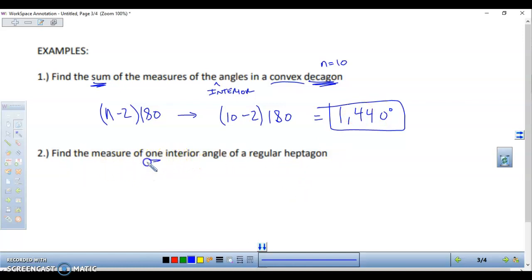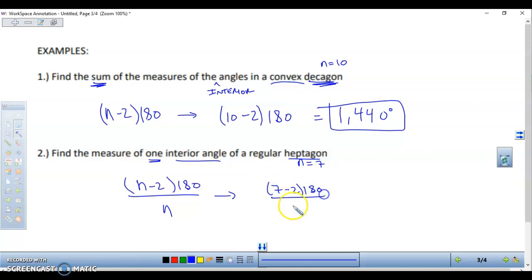Find the measure of one interior angle of a regular heptagon. So remember, the formula for one interior angle, not the sum, but for one, is n minus 2 times 180. That would give you the sum, but divided by the number of angles that are there. So a heptagon has 7 sides. So we'll simply plug in and do 7 minus 2 times 180, and we would divide that by 7. And then we'll just crunch the numbers. So that's 5 times 180. Divide that by 7. And we get kind of a gross one.